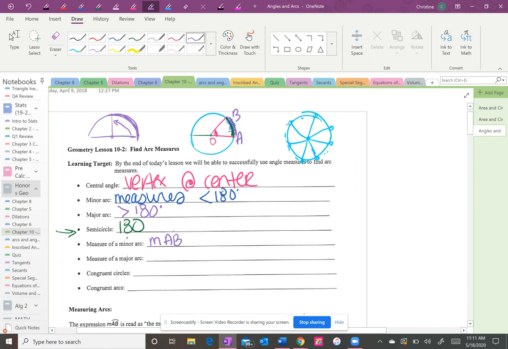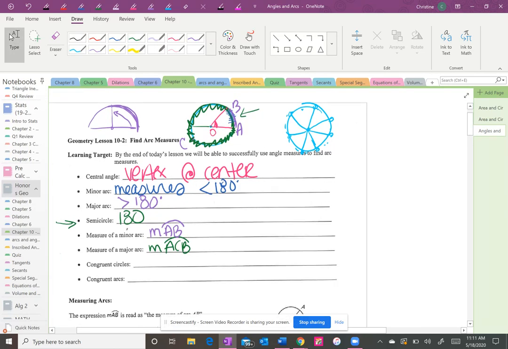And since it's an arc, we put a little arc on top of it. Okay? It only has 2 letters because it's minor. If it has 3 letters, it's major. That's the easiest way to tell them apart. So let's say you had another point over here. It could be anywhere. But what's left over would be if you traveled from A to C to B and never went into that little spot right there. So ACB would be the measure of the major arc.